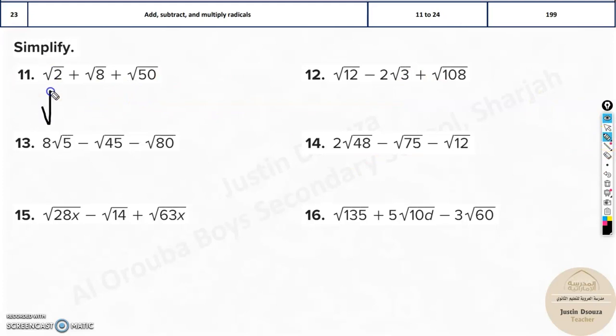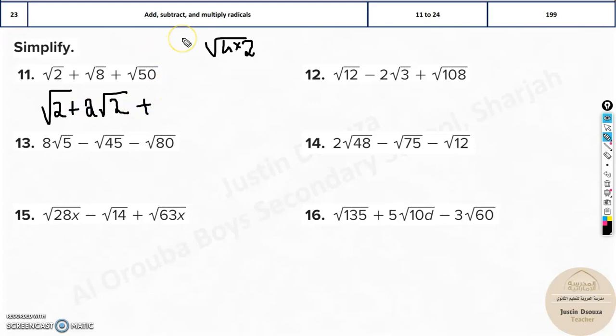This root 2 will not change, whereas this one is 4 root 2. Look, I'll write over here. 8 is 4 times 2. And now 4 is basically 2 square, so it goes out as 2 root 2. Okay, you need to add.